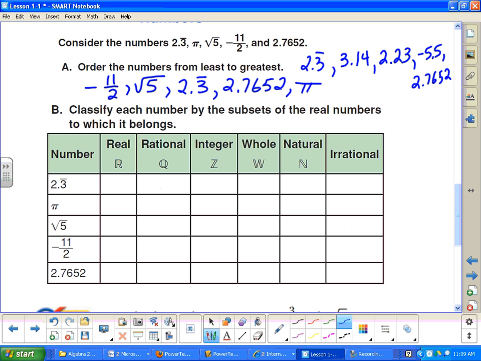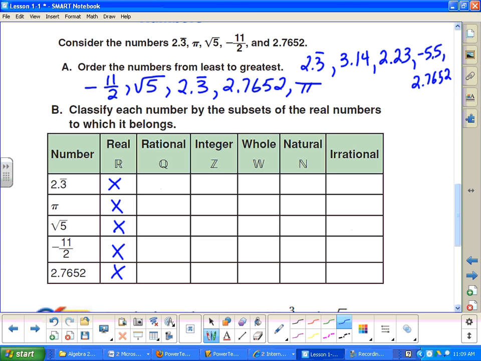So let's pull us back on task here. Okay, 2.3 with a bar over it. So first of all, we have real numbers. So I made this little chart, and whether you make the chart or not is up to you. You can just put the letter down or the number down and then write what it goes with. So 2.3 with a bar over it. So first of all, they're all real numbers. Okay, we don't have any non-real numbers.